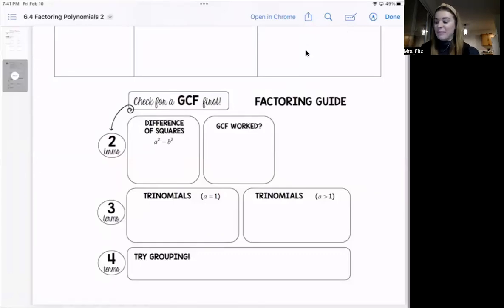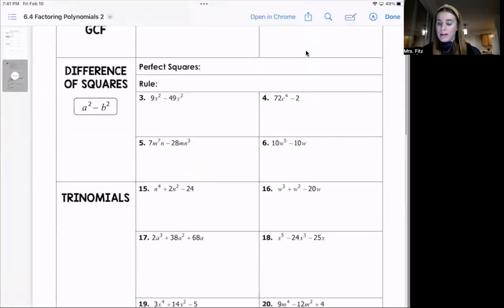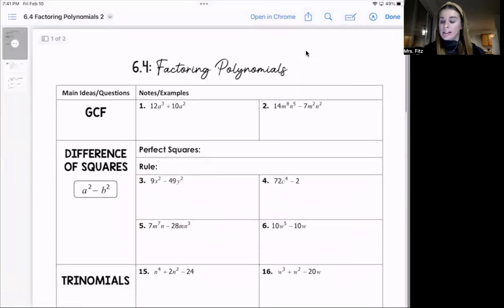Hi everyone, I'm Mrs. Fitzpatrick, and today we are going to be working on lesson 6.4, and it's on factoring polynomials. So a lot of what we're going to do today is going to feel like review, but it's all to get us prepped for actually solving polynomials for their zeros, and that's going to require us to be able to factor them completely.